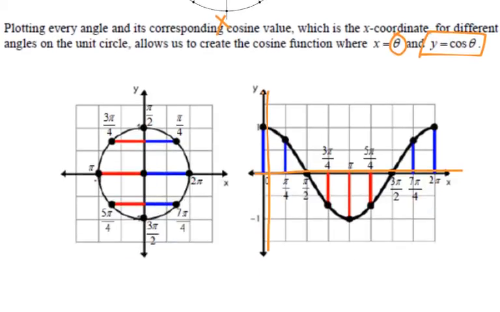So that's what it's based off, this x value here for 0 and 2 pi. The x value here, the x value here, here, here. And those are negative, that's why it goes down. Okay? Then we come back to positive again.